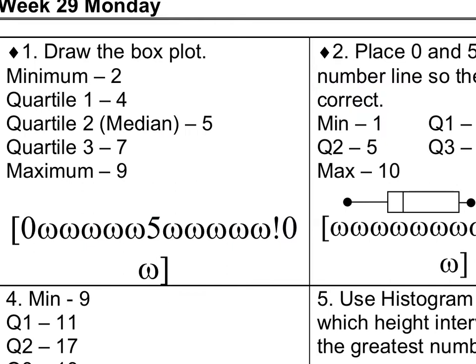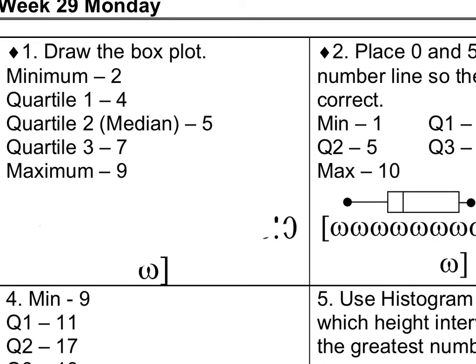Week 29, Monday. Number 1 and 2 has that weird typo thingy. Quick, easy way to get rid of it: get a white marker or white pen using whatever app you're using, and then just write over it like this and make it disappear.